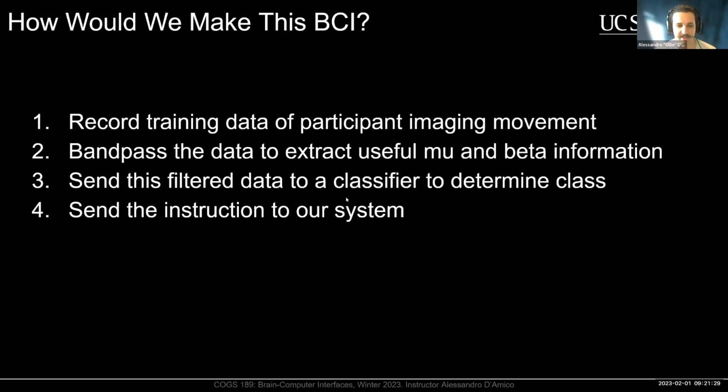We'd then want to take this filtered signal and send it to the classifier to determine the class. Maybe we just take the Fourier transform, then we look at the power and we say, okay, if the power is higher in this category, then it's probably going to be this class. And then once we've made that decision, we send the instruction to our system. So a pretty generalized set of steps, but let's start unraveling this and take a much more complex look at how we would do this and some of the pitfalls of doing it naively.